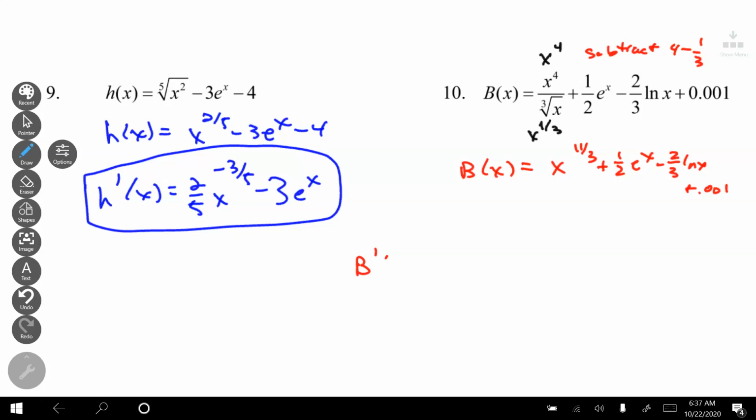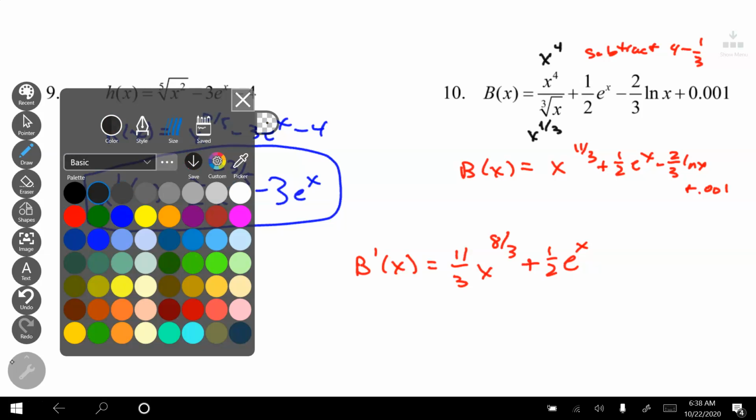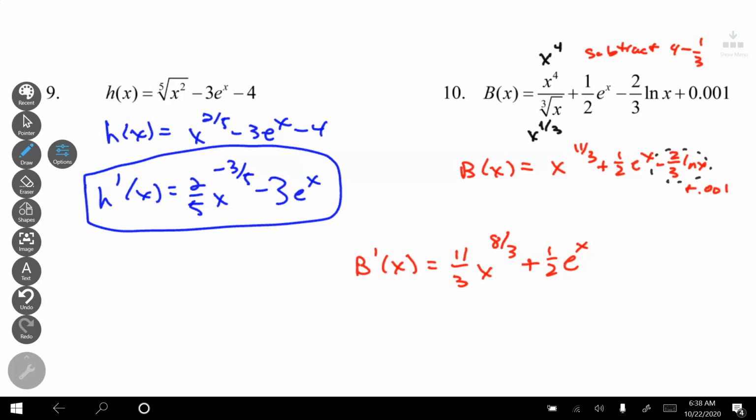Now when I do b prime of x equals 11 over 3 x to the 8 over 3 plus derivative of e to the x is e to the x with a half in front of it, so 1/2 e to the x. And then I have to do this term here. So the derivative of ln of x is 1 over x, so I have to do negative 2/3 times 1 over x, and when I do that I get minus 2 over 3x. So this last term here is minus 2 over 3x.